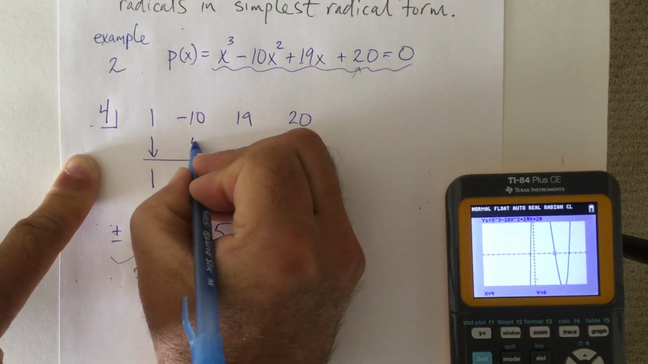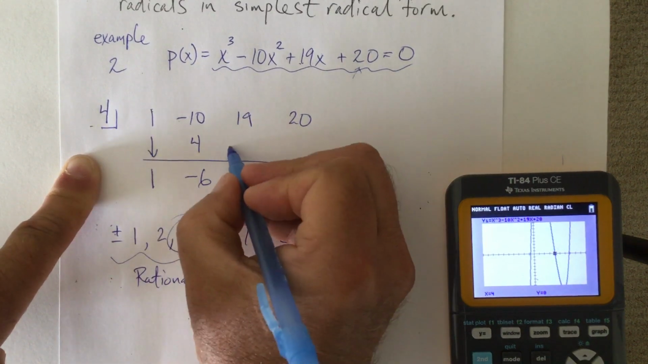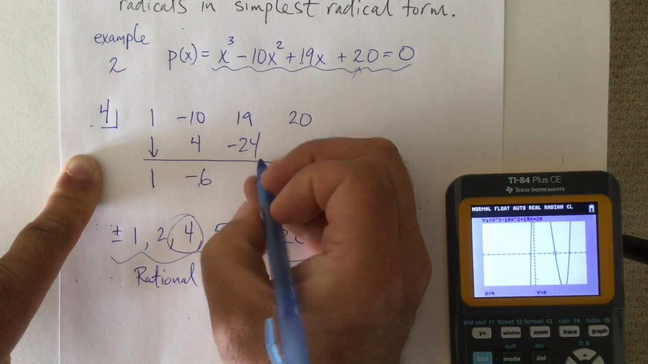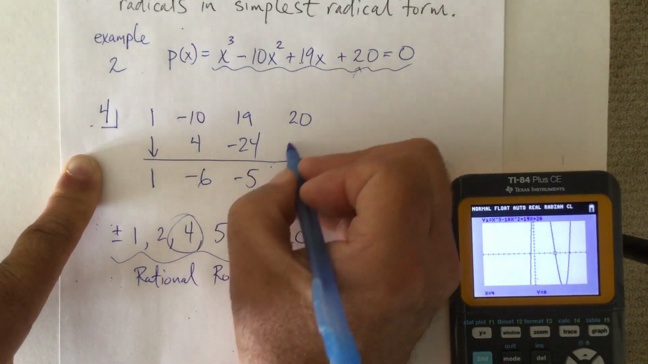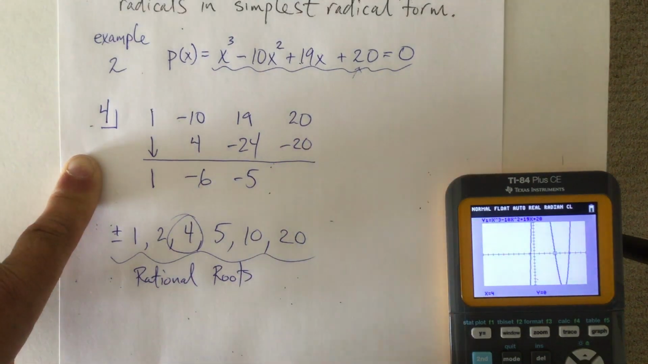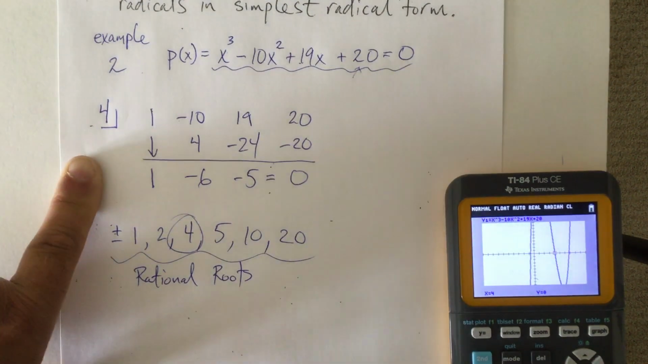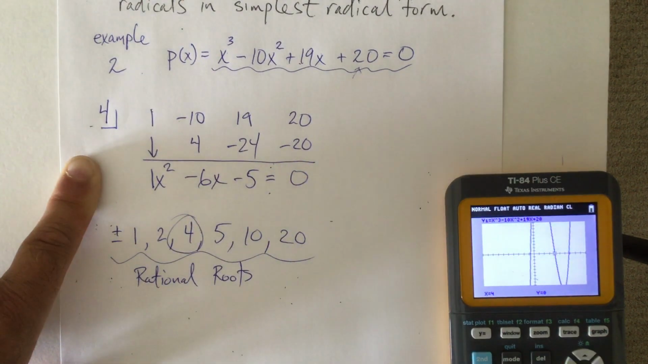4 times 1 is 4. Add down, I get -6. 4 times -6 is -24. Add down, I'm having a brain fart. There it is. Okay, -5. 4 times -5 is -20. Hallelujah, that gives me a 0. Ding, ding, ding. And then I go, yay, I'm only in need of 2 more answers.